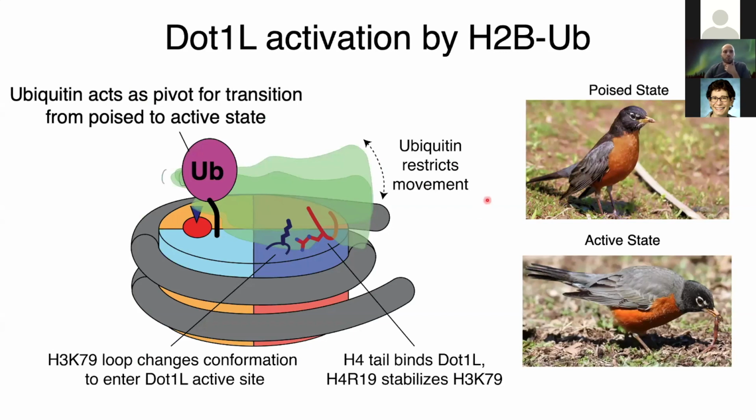Okay, so we now have a pretty good idea of how Dot1L is able to be stimulated by ubiquitination of histone H2B. What we think is going on is that ubiquitin is able to restrict the movement of Dot1L on the nucleosome, and it also acts as a pivot to help Dot1L switch between these poised and active states. And then once Dot1L lands on the H3K79 side chain, it forces it into this new conformation, and that new conformation is then stabilized by histone H4. We like to think of this as a bird looking for a worm, where in the poised state, Dot1L is looking for a worm, and then in the active state, it is ripping up this H3K79 side chain.